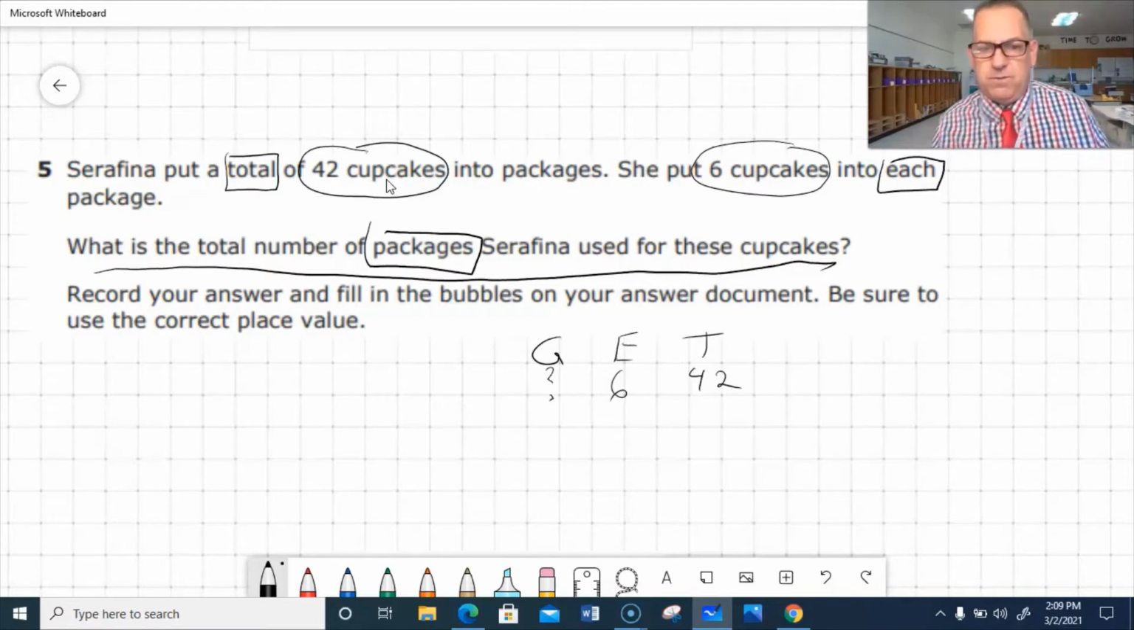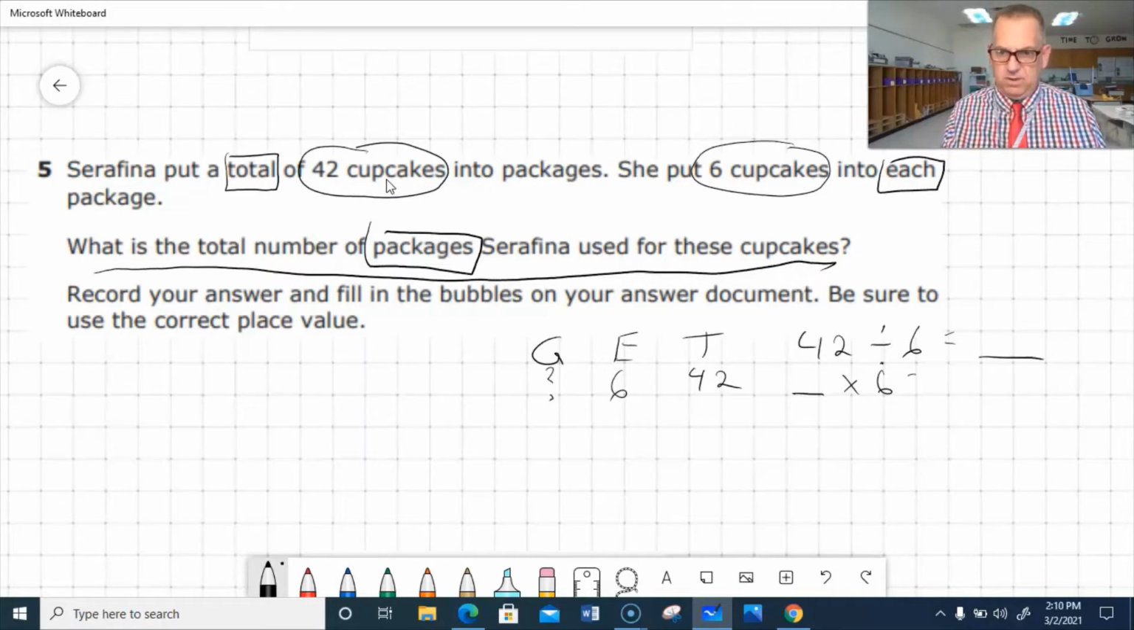Whenever I'm talking about equal size groups and I know what the total is, it sounds like it's going to be a division problem. So the division problem I'm going to solve is 42 divided by 6. And the multiplication problem I could use to help solve this would be something times 6 equals 42. And I know my multiplication facts pretty well. 7 times 6 equals 42. So I think it's going to be 7 packages.